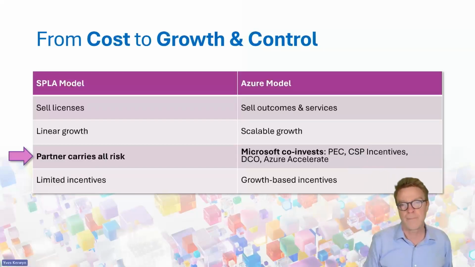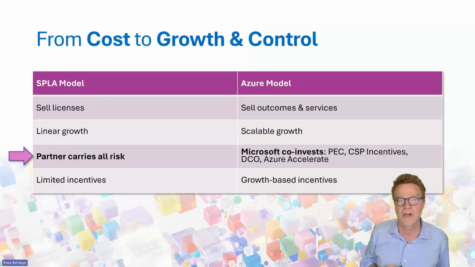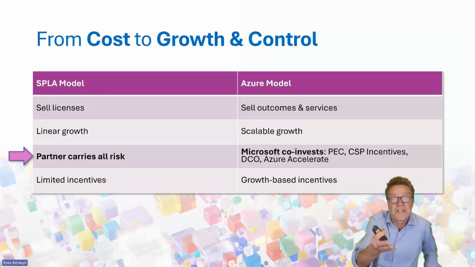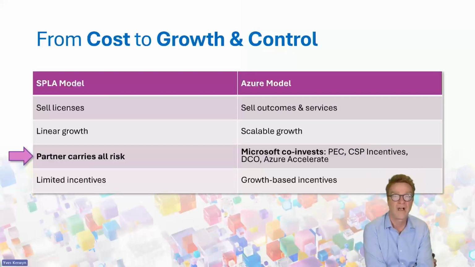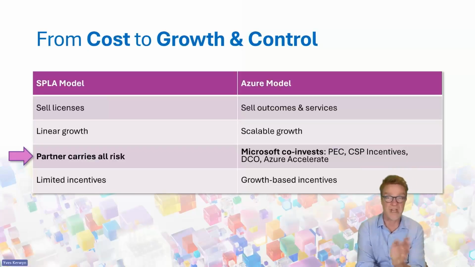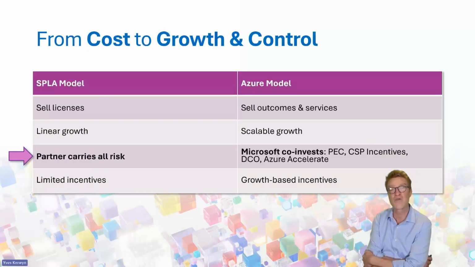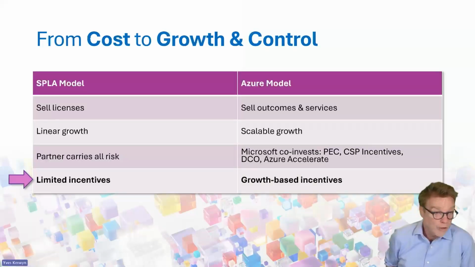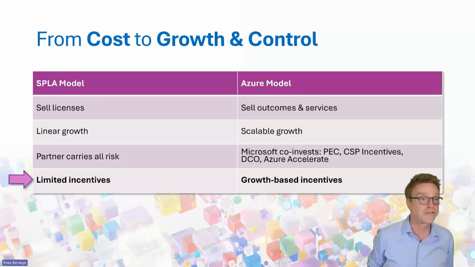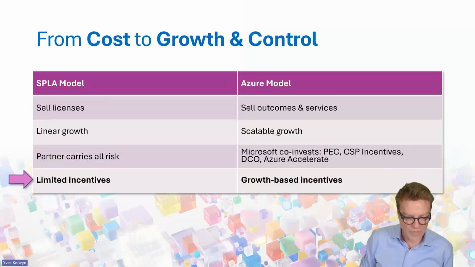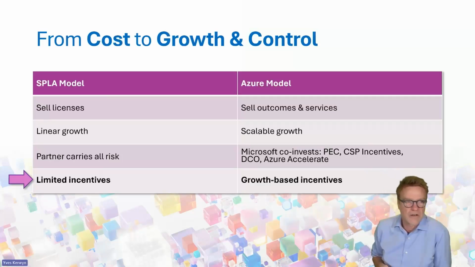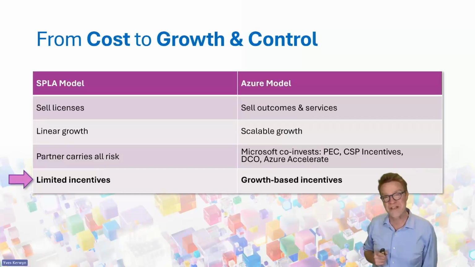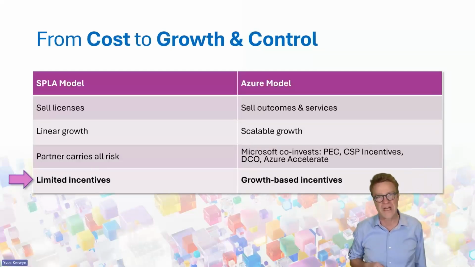PEC stands for Partner Earned Credits, and CSP incentives I will talk about. Some of you might have a DCO contract with Microsoft or with your distributor, like with TD SYNNEX, of course. And there is, of course, Azure Accelerate, which provides you incentives both in pre-sales and in post-sales, and even offers to do migrations for you without you having to take the cost. There are certainly incentives for SPLA, to be honest, I don't know which ones, but it's very limited because it's not the kind of services that we position as strategic, and there are really no interesting incentives anymore to do SPLA. But there are a lot of growth-based incentives. We'll talk about growth-based incentives as part of the Azure model today.